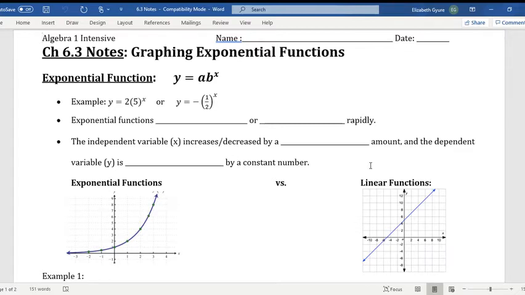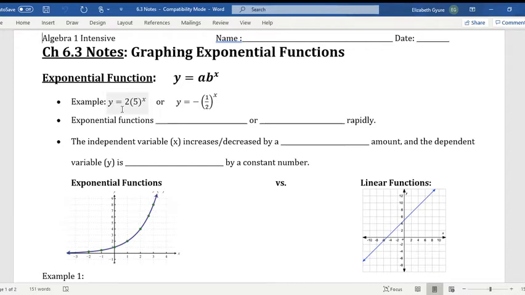So, graphing exponential functions. An exponential function is a function in the form y equals a b to the x, where a and b, guys, are just numbers. They're just numbers. Y is a y, though. X is an x. A and B are numbers.